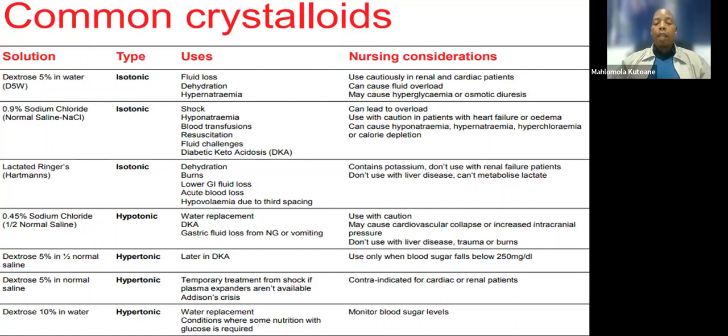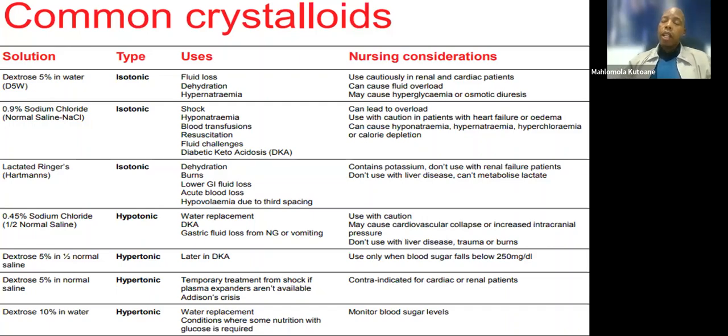Dextrose 5% in normal saline, which is hypertonic, can be used temporarily for treatment of shock if plasma expanders aren't available, or in Addison's crisis. And we also have dextrose 10% in water, which is hypertonic. It can be used for water replacement conditions where some nutrition with glucose is required. And most of these crystalloids are used as additives for administration or dilution of certain intravenous medications.